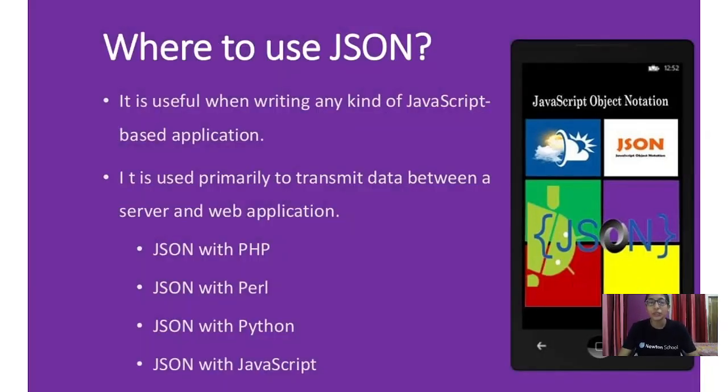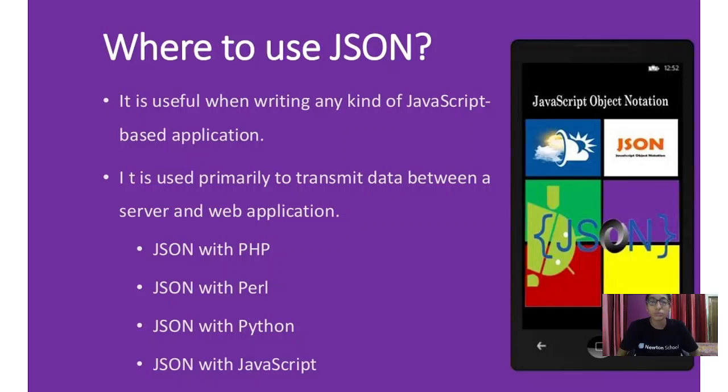So where can we use JSON? It is useful to write JSON based on the application, what application you are building. If your application is static or dynamic, it depends upon the application you are using it for.